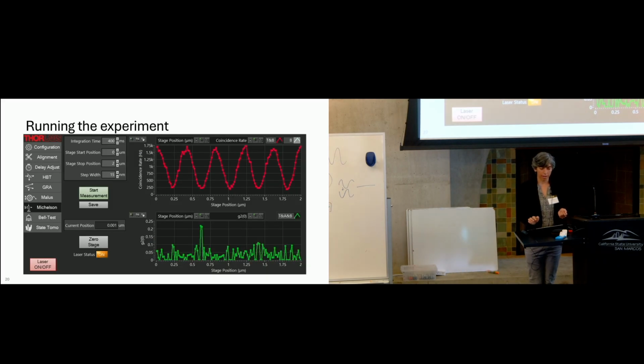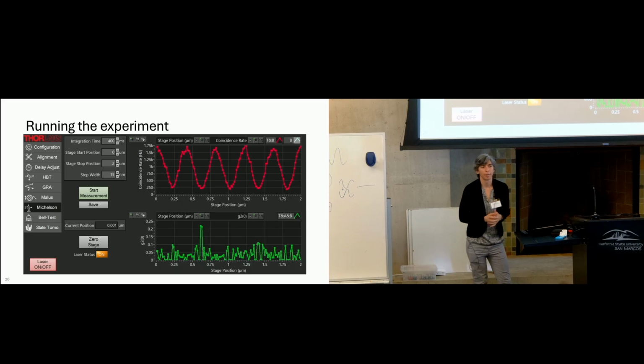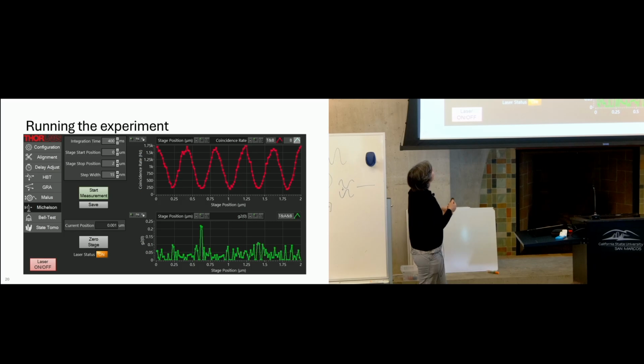And then the other part is that you need to run the experiment. So this is what the GUI looks like. These are all the different experiment options that you have. You'll be using it probably set at Michelson. Integration time, it's going to integrate counts over some set amount of time. This is what you're really going to be able to control, the position of the stage. So what you're going to be doing is varying the relative phase between the two arms of the interferometer by varying the position of the stage. And then you're going to measure the coincidence counts.